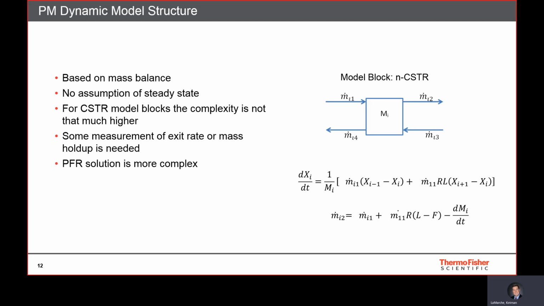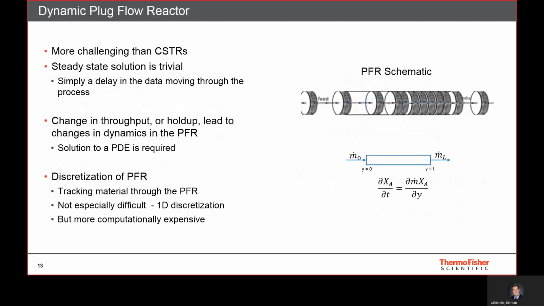Now, plug flow reactors are a bit more complex. So for a plug flow reactor, the solution to the mass balance is trivial when the process is at steady state. The plug flow reactor simply acts as a delay. Information about the concentration takes a defined time to pass through, but is otherwise unchanged. When the plug flow reactor faces changes in throughput or holdup, dynamic changes in delay time for the data occur, and this can lead to compression or lengthening of waveforms. In theory, it shouldn't cause mixing, but you have material that's moving in and then moving out at different rates, and therefore being compressed together or separated during that process.